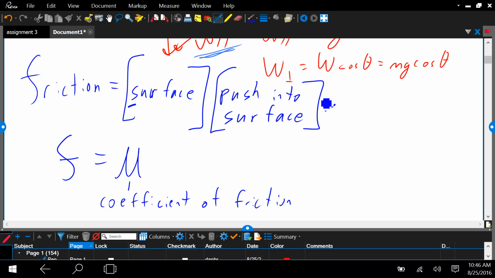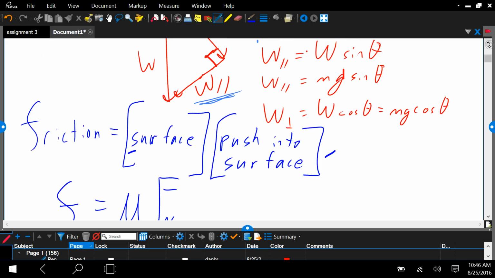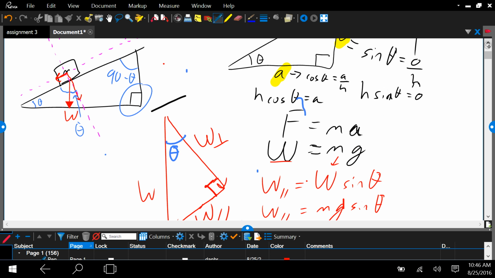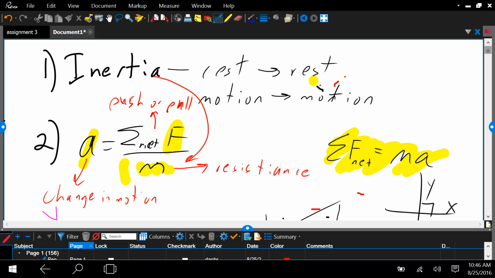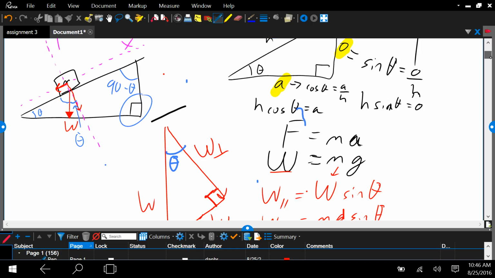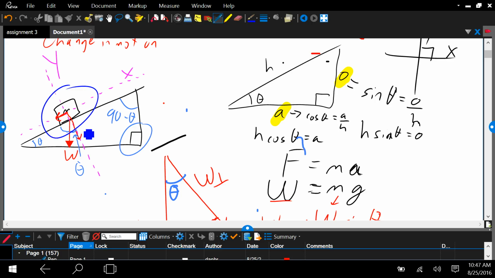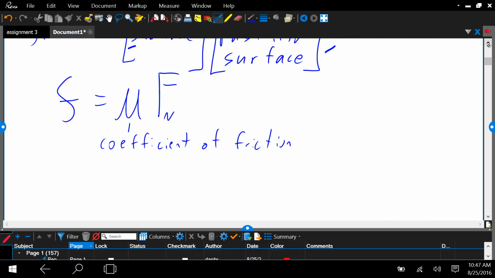And then we have our push into the surface, which is our normal reaction force or perpendicular surface force. I'm going to write that for the moment as a capital F with a subscript N. So for the problem we just worked, it would be our weight parallel. The weight parallel shows how much we are pushing on the surface for our little mass right here. So this little block right here, this mass, is pushing on the surface, not with all of its W, with just the W perpendicular. And that's why we care about finding the W perpendicular in that problem, because it's going to be useful for friction down here.